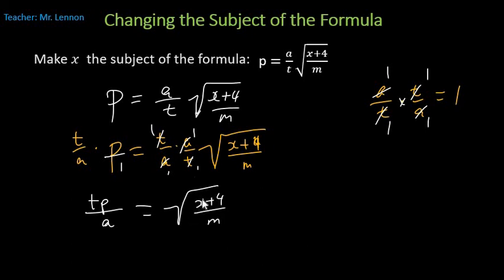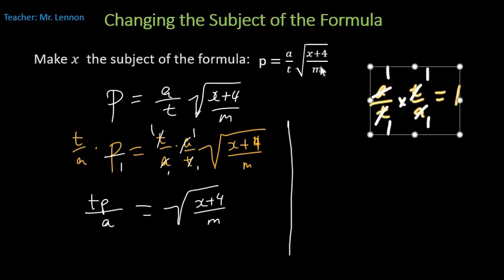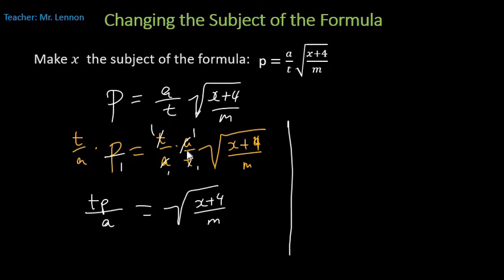Now, we need to get rid of the square root, correct? That's the next step. Remember, our goal is to make x the subject. So we need to get rid of the square root. How do we get rid of the square root? By squaring both sides. Since we have a square root, we're going to square both sides. This allows us to cancel the square with the square root.